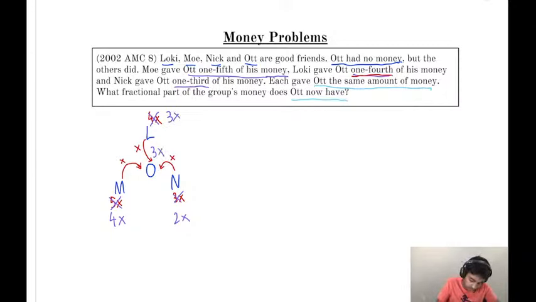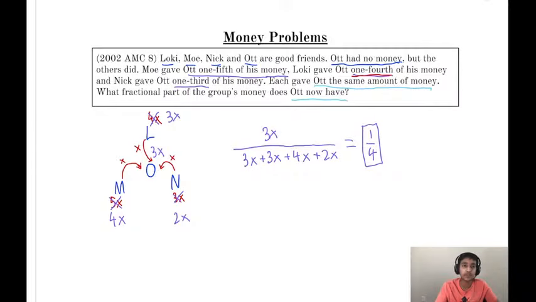So now Ott has 3X over 3X plus 3X plus 4X plus 2X. And this is just 3X over 12X, or 1/4. So Ott has 1/4 of the group's money now.